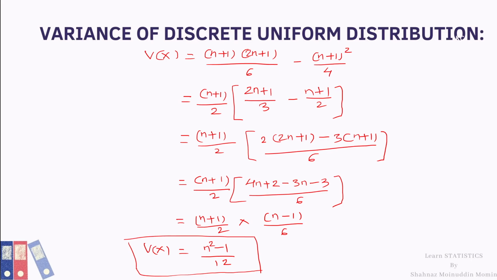In this way, in this lecture, we learned the definition of discrete uniform distribution and the graph of discrete uniform distribution, in which we understood the pictorial form of uniform distribution. Further, we derived the mean and variance of discrete uniform distribution.